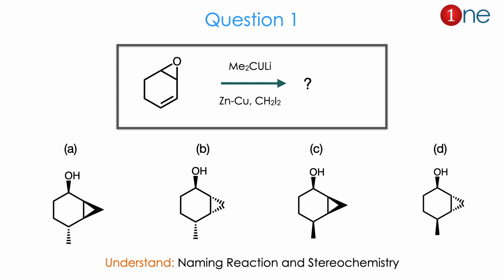The question is all about the alcohol position, methylene position and methyl position, whether they are above the plane, syn position or anti position. So stereochemistry is also specified here. From the reagent zinc copper couple, you might understand the named reaction. Then stereochemistry definitely plays a role here. The answer is A. Let us see how.